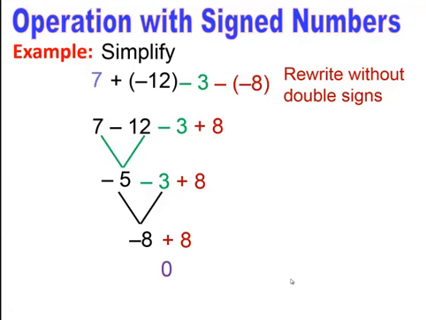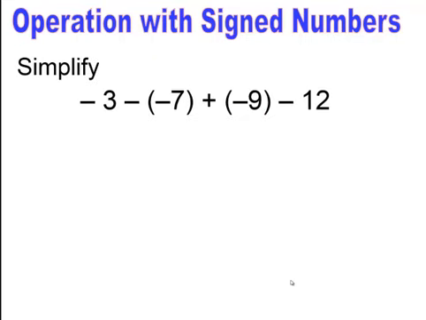A plus minus will be a minus. A negative negative or double negative changes to a plus. Pause and try. So see here, I changed the signs and got rid of the parentheses. Double negative is a plus 7. A plus minus is going to be a minus 9.